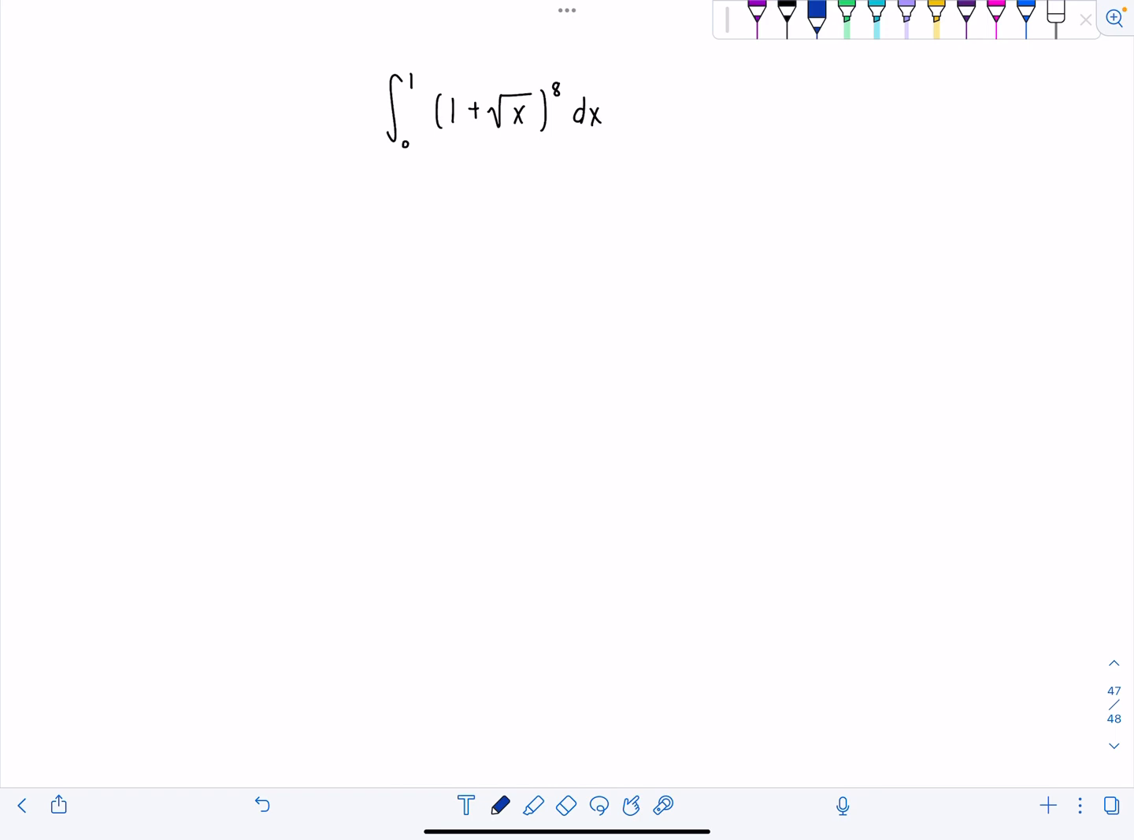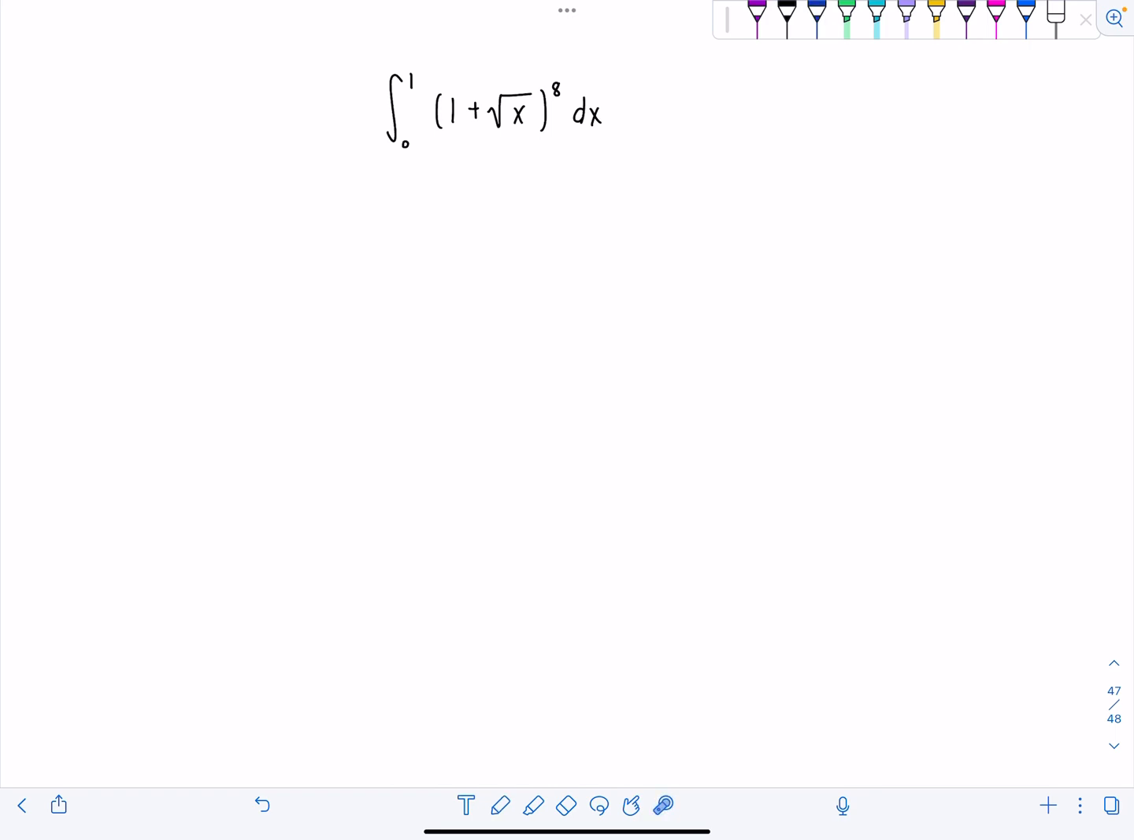Here's your integral of the day. We have a definite integral from 0 to 1 of (1 plus square root of x) to the 8th dx. So go ahead, pause the video if you want to give this one a try on your own. Otherwise, I'm just going to jump right in.